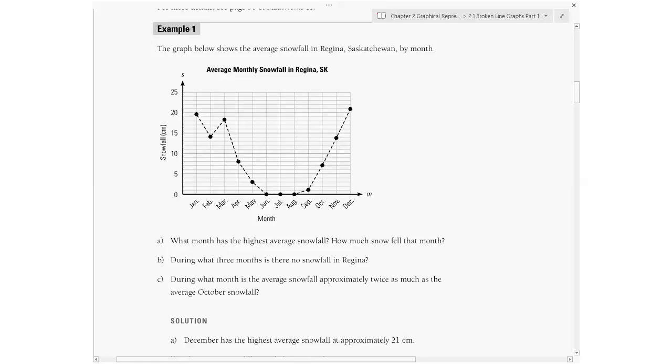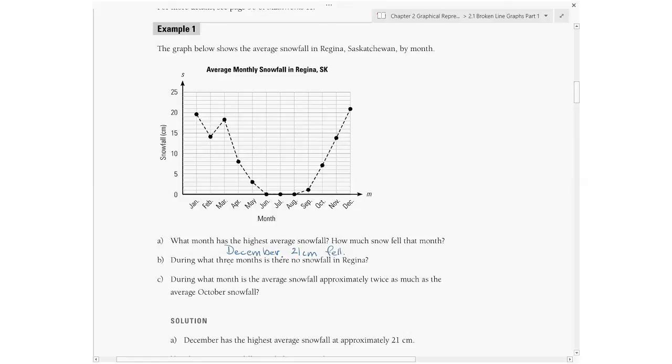So which month has the highest average snowfall? Well, we're looking at the snowfall and we're looking at which dot goes the highest. Well, that would be December. And how much snow fell that month? Well, we look on this line, looks like 21 centimeters. It's going up by 1 for each tick. 21 centimeters fell.